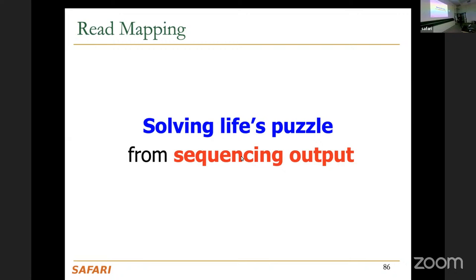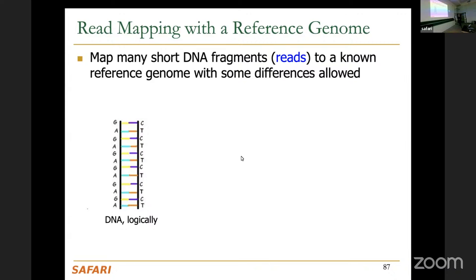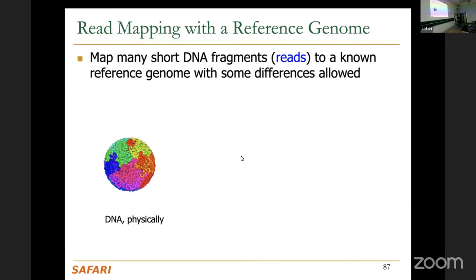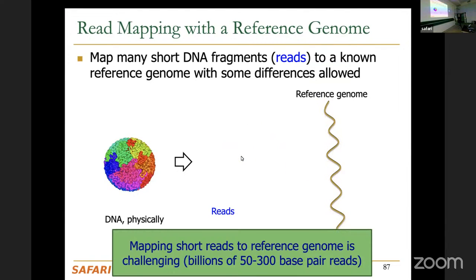Sequence comparison in genomics is really like solving a life puzzle from sequencing output, and we call it read mapping. Over there, we have many short DNA fragments, which we call reads, and we map them to our reference genome. Maybe some differences are allowed, because not every individual is exactly the same as the other one. This is how DNA logically looks like. We have two strands. This is how it physically looks like. This is what you get from the sequencing machine, and this is your reference genome. This is what we really want to do: map each fragment to its corresponding position, so that we can understand where they are coming from.